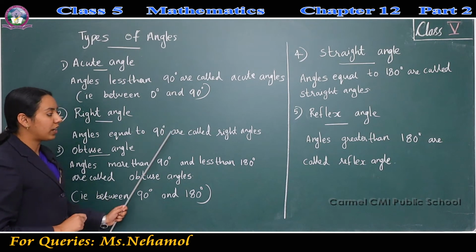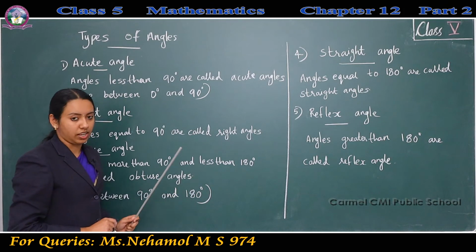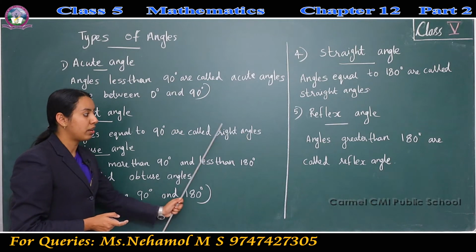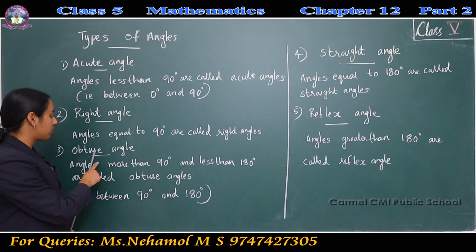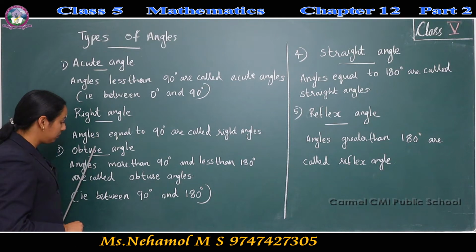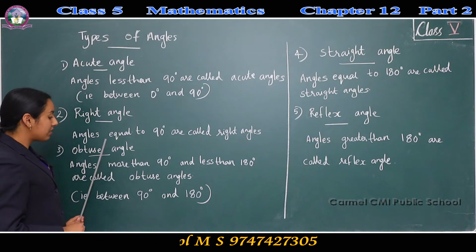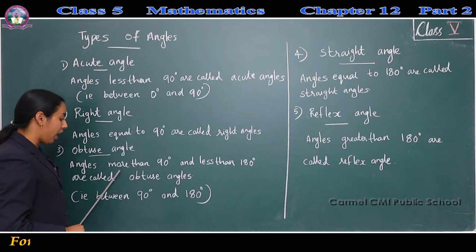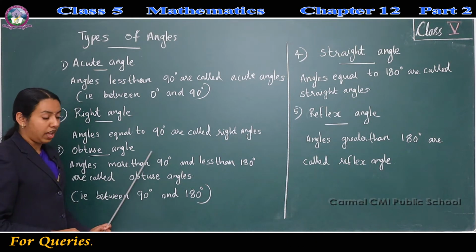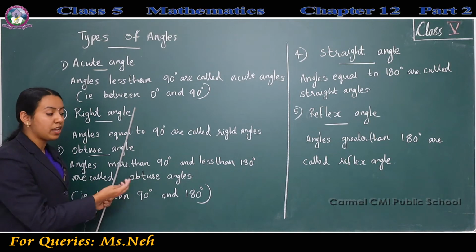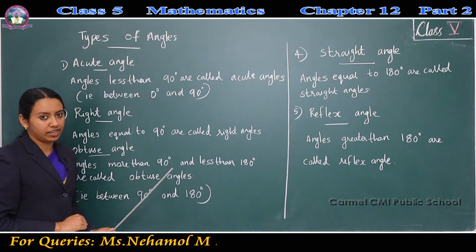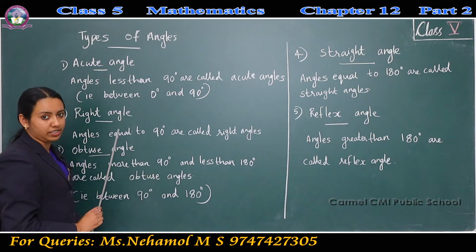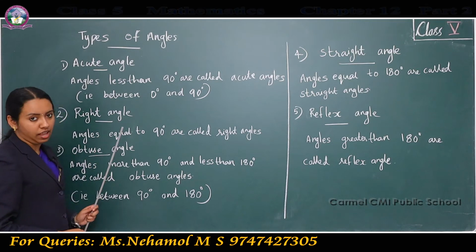Next one, right angle. Angles equal to 90 degree are called right angles. The next one, obtuse angle. Angles more than 90 degree and less than 180 degree, that means between 90 degree and 180 degree, are known as obtuse angles.